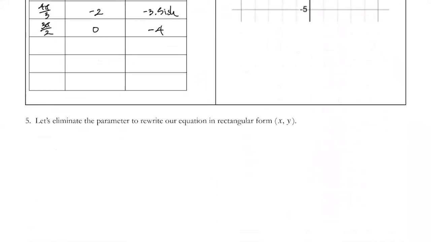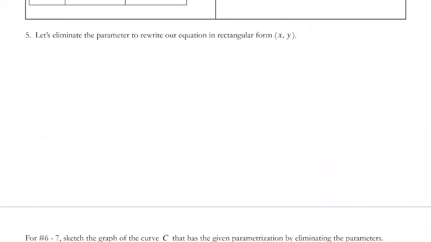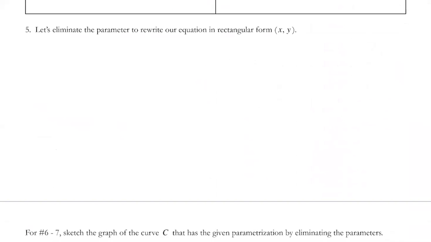Okay. So I think this is a good time to take a break, all right? So the first part of class, we've done plotting points, making a table, drawing the picture. For the second half of class, what we're going to focus on is something called eliminating the parameters. So we're taking our parametric equation and putting it back into rectangular form.